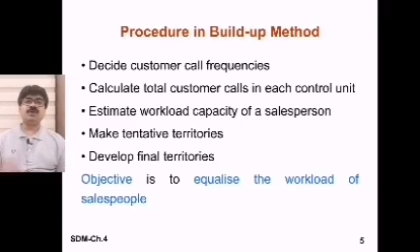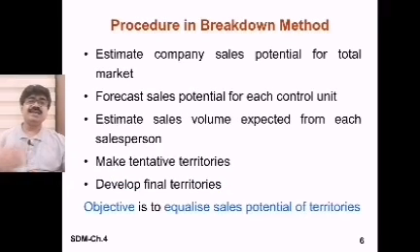Okay, the objective is to equalize the workload of salespersons. So every person will have approximately 50 to 100 calls, or 20 to 50 calls, or you assign each person 50 calls every month, or 100 or 60 calls every month. So everyone will have equal workload. So that is the peculiarity of this model. Okay. Then I'll take you to the next model called the breakdown method.